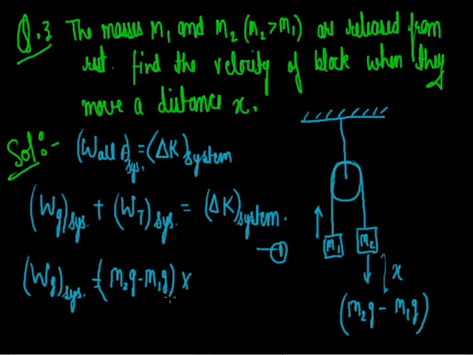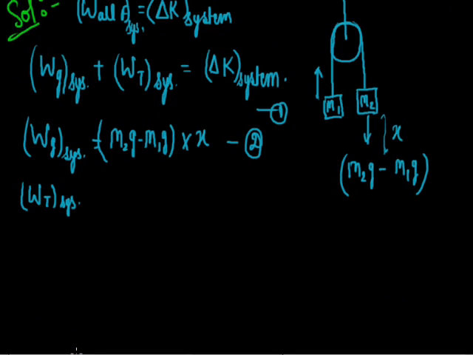Work means force into displacement. Force is m2g minus m1g and displacement is x, since we have to find the velocity when they move a distance x. So the work done by gravity on the system is m2g minus m1g times x. Equation number 2. Now the work done by tension on the system, that is, on the blocks of mass m2 and m1.